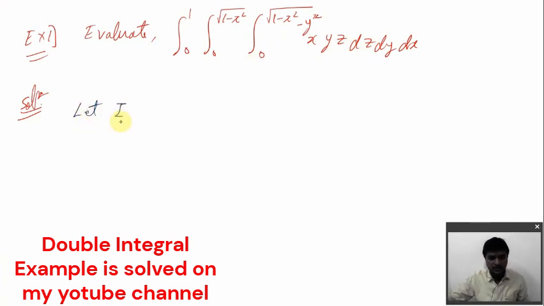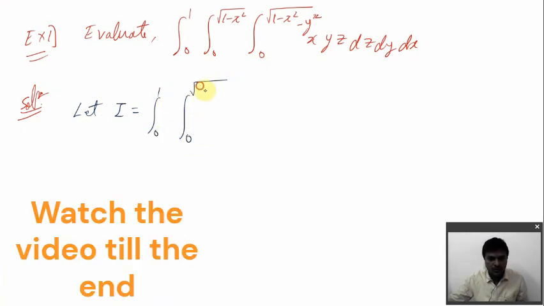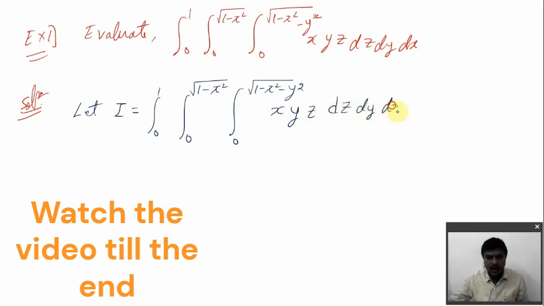So I will take let I is equal to, very important question. Please see that to simplify this problem, I'm going to take this once, integration 0 to 1, then integration 0 to square root of 1 minus x square, integration 0 to square root of 1 minus x square minus y square. Am I right? So this will become now x, y, z, dz, dy and dx.